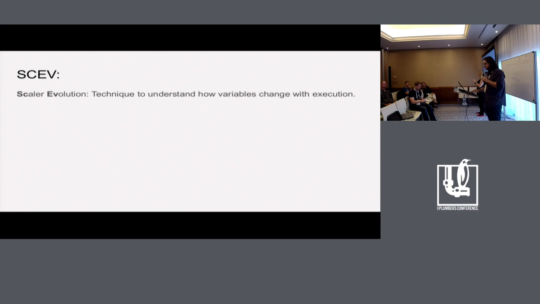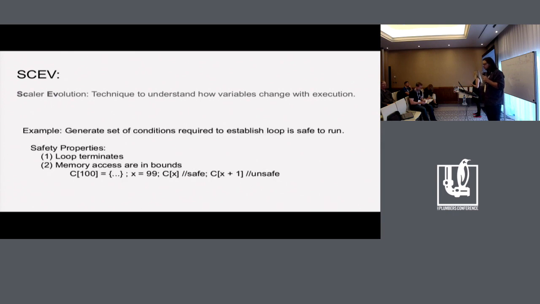So we use SCEV. SCEV is a pass in both LLVM and GCC. If you don't know what it does, the basic idea is to understand how variables change with execution. You can find it in most optimizing compilers. Generally it's used on loops to establish a set of conditions on the loop, primarily so you can pull induction variables outside of the loops and optimize the loop case. What we're going to use it for here is to establish that the loops terminate and that memory accesses are bounded.